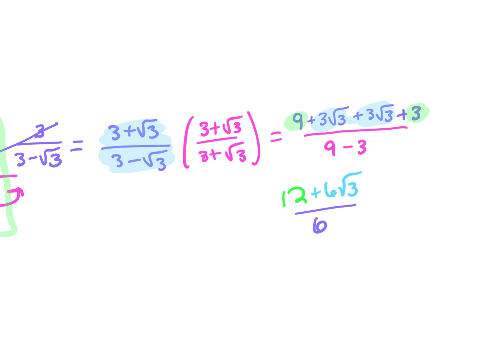And then, this is just so pretty because we get Mickey Mouse ears again. And 6 goes into each of those things. So 6 goes into 12. So we get 2 plus 1 times root 3.